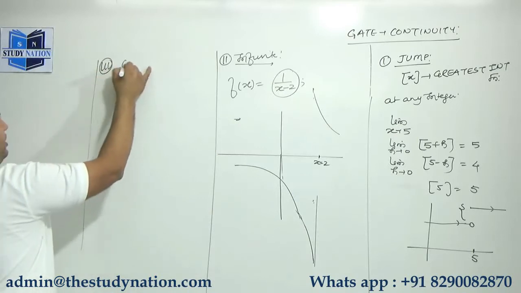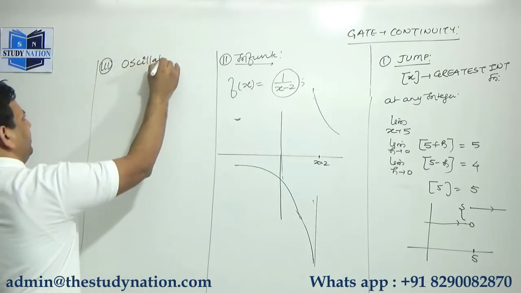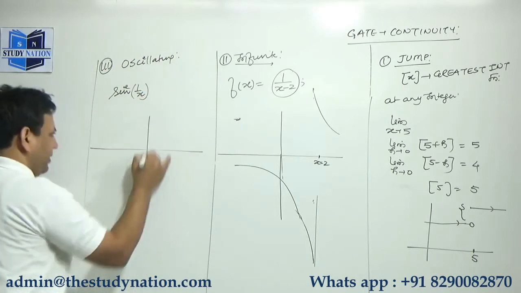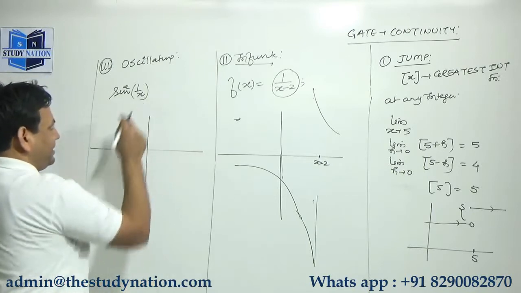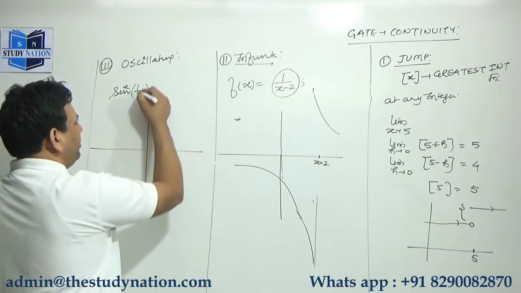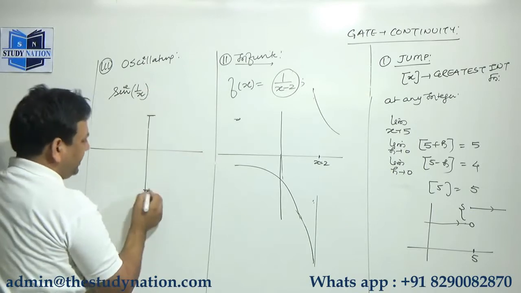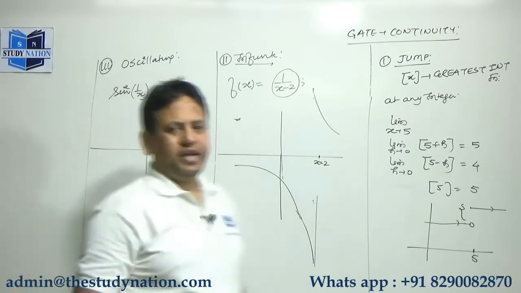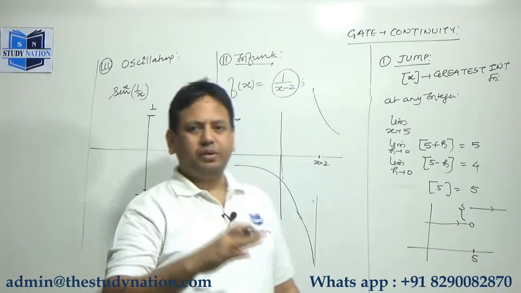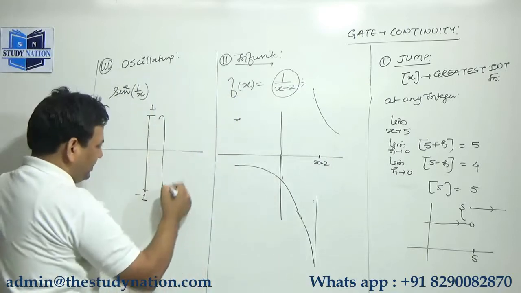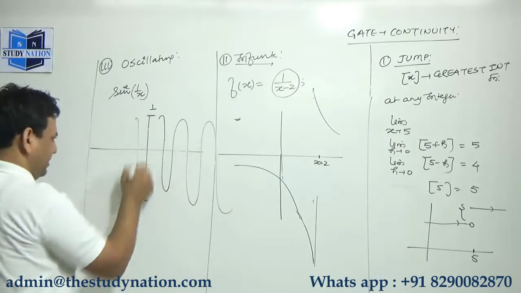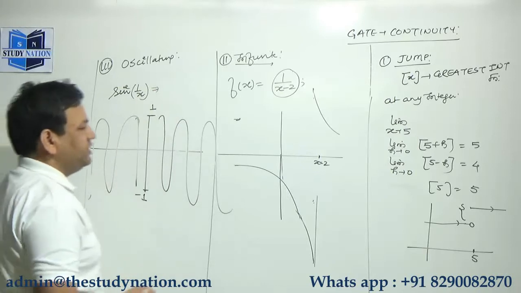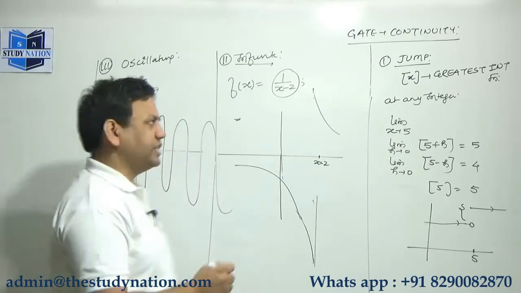Simply, third, oscillating. So suppose it is written as sine 1 upon x. Now it is discontinuous at x is equal to 0 because we don't know the value of sine of 1 by x. We know it is always between 1 and minus 1, but we don't know the value of 1 by x, because if x reaches 0 it can be anything. So we will say the value varies between minus 1 to 1 and the value of the function is oscillating. So that's why it is known as the oscillating discontinuity.